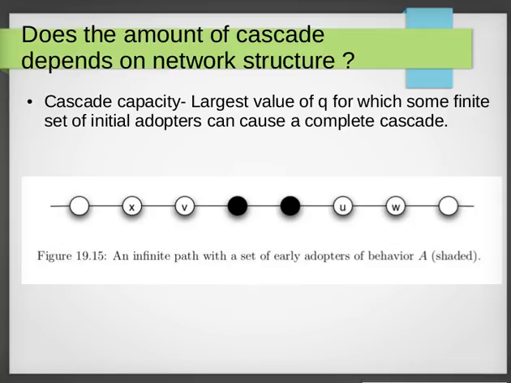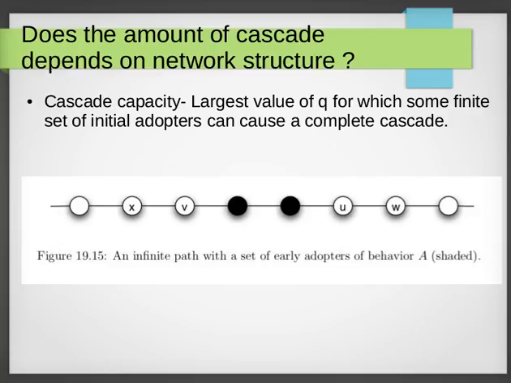For answering this question, we define a new value that we call cascade capacity. Cascade capacity is the largest value of the threshold for which some finite set of initial adopters can cause a complete cascade. We'll try to understand it using this example. From now on we'll model our networks as infinite networks, that is, they have an infinite number of nodes, but the number of neighbors of every node will be finite.